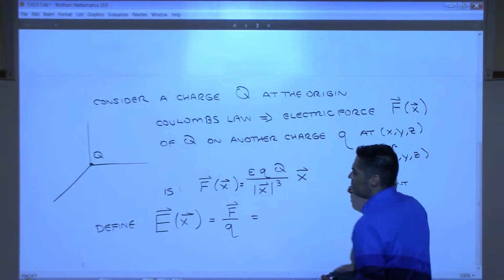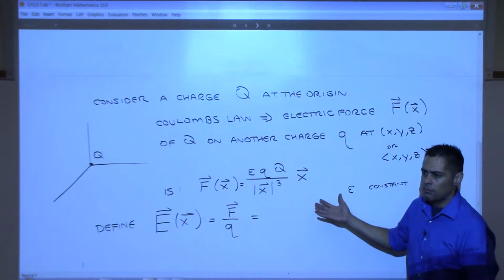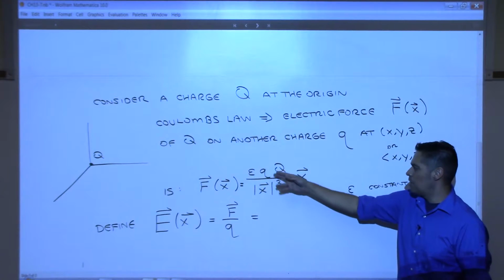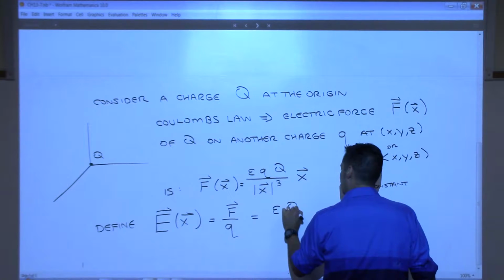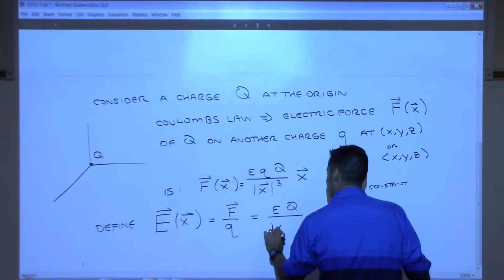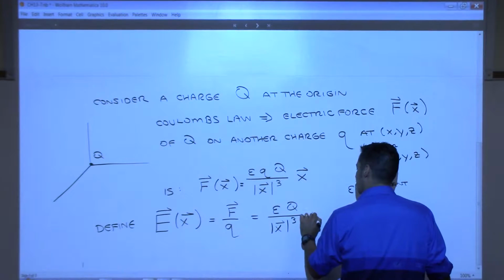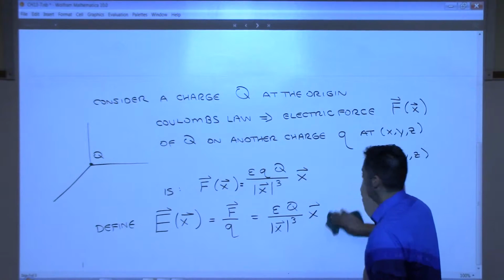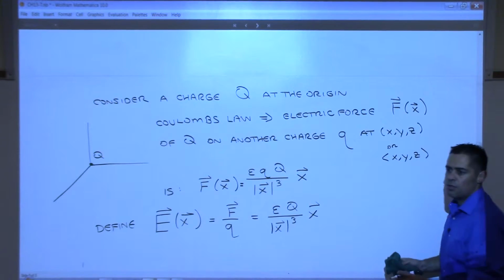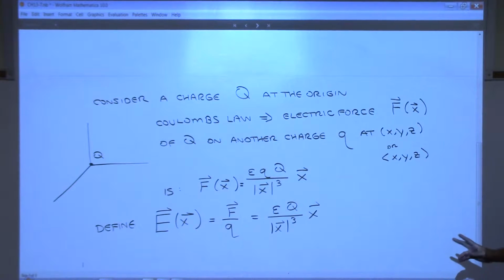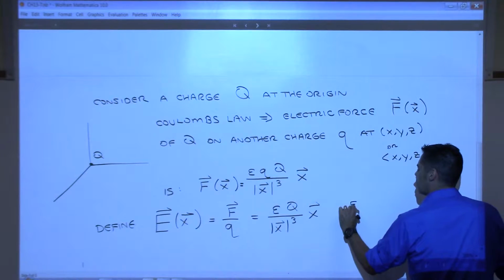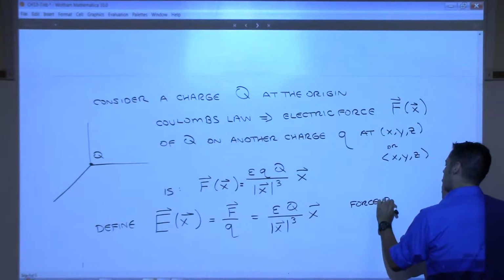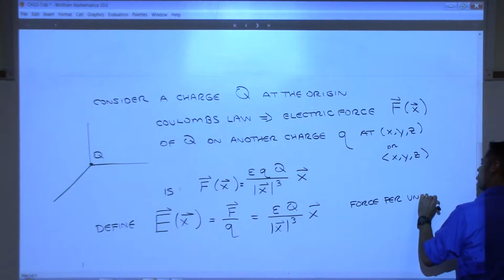then what would happen if I take this field and divide it by Q? Little q. Little q's cancel, right? And I just get E epsilon Q over x, magnitude of x, times the vector x. Okay? And this is your force per unit charge. Or, yeah, force per unit charge. I'll put it here. Force per unit charge.